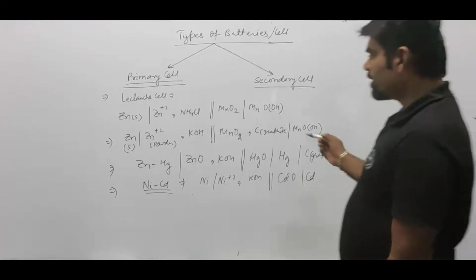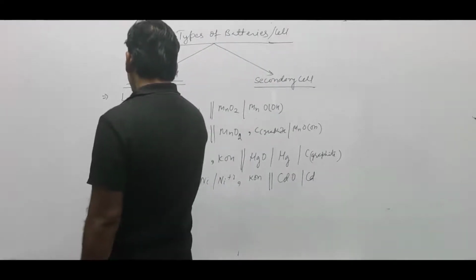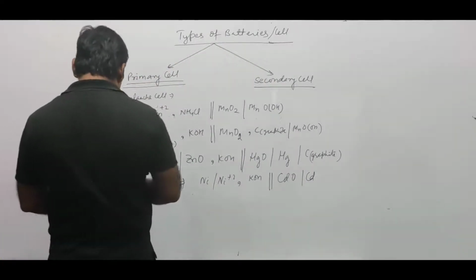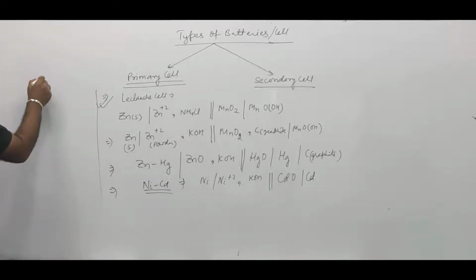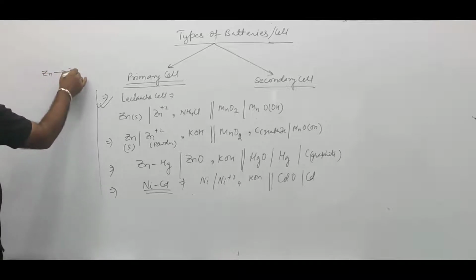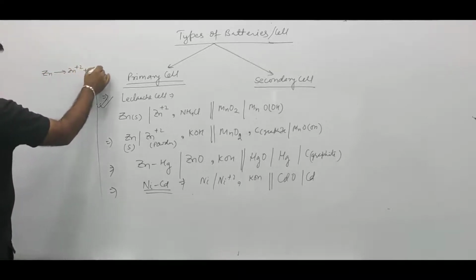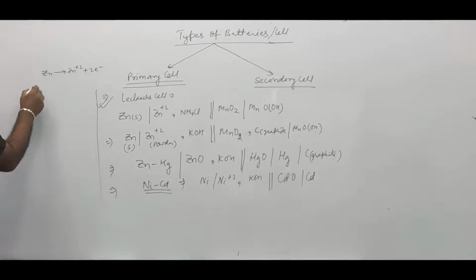In this, what is happening when the battery is not in use, we need to see the Leclanche cell only. In this Leclanche cell, what is there? There is a zinc plate coating, where zinc is converted to Zn2 plus plus 2 electrons. This reaction takes place at the anode. The zinc coating itself acts as the anode.